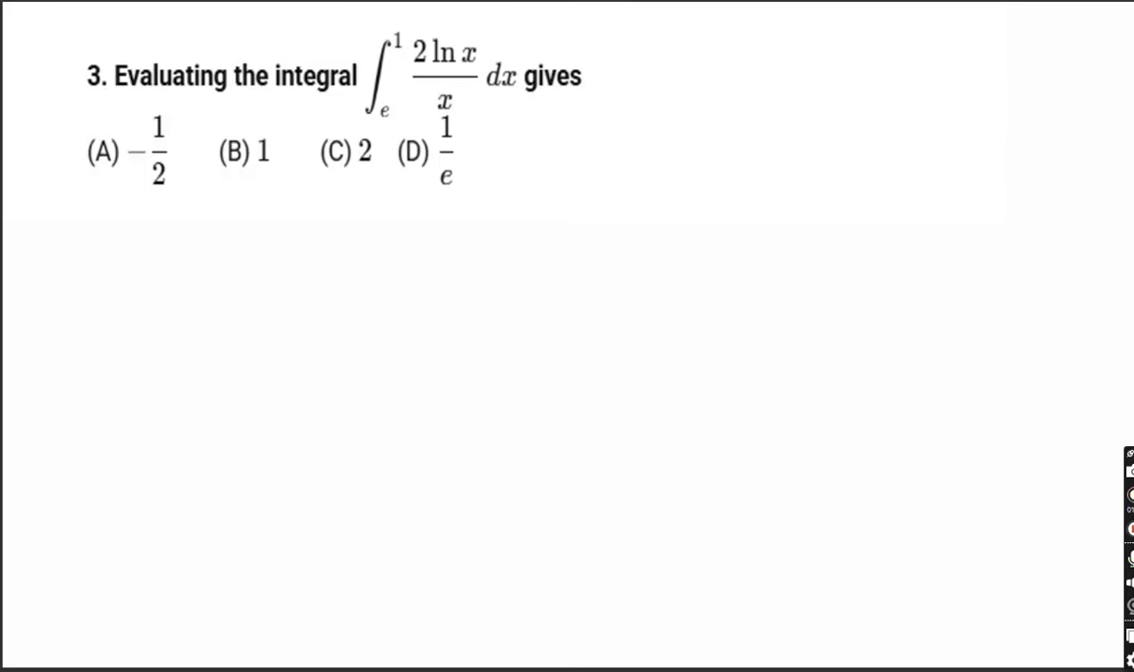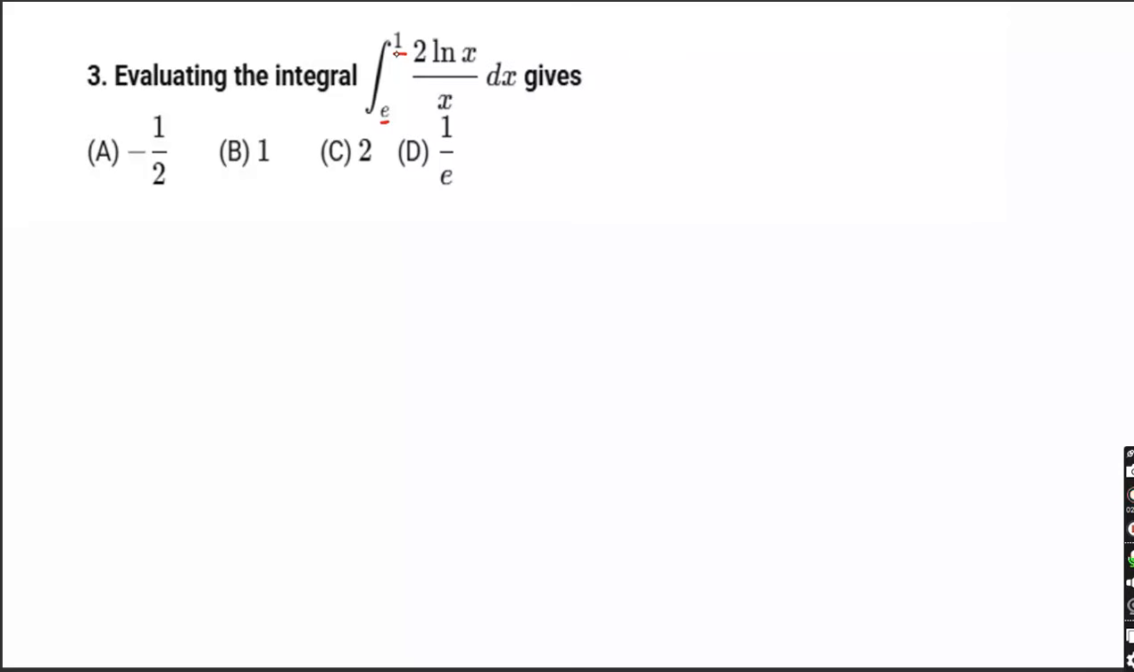Without wasting much of our time, let's take a look at the first question. Evaluating the integral, we have been given 2 ln x over x. We are asked to integrate to find the value using the limits that you have been given here. These are the values of x. The value on top is the upper limit of x, and the one at the bottom is the lower limit, which is usually the lesser number.